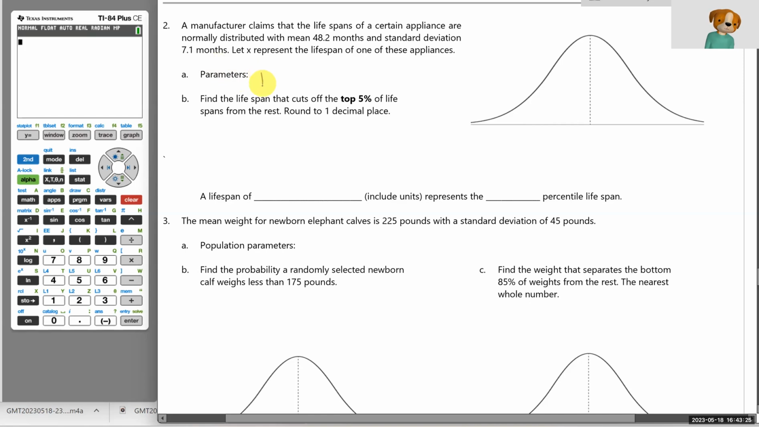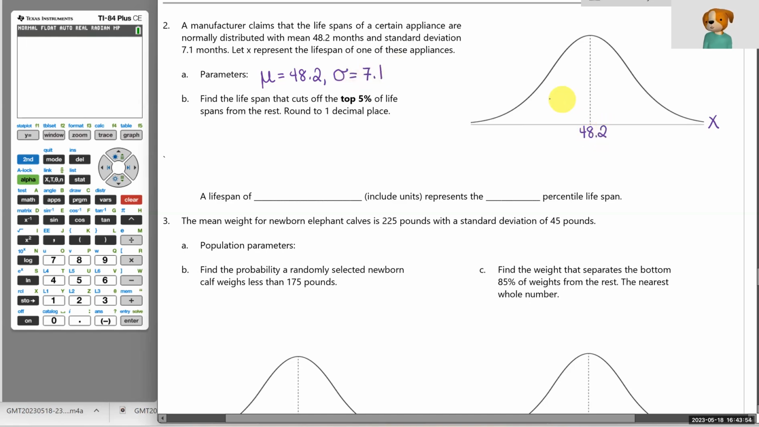So mu, the population mean, is 48.2 months. And sigma, population standard deviation, is given as 7.1 months. The distribution is normal. So our axis here, X, is our random variable, the lifespan of an appliance. The center of the distribution is the mean. So in this case, 48.2 months.